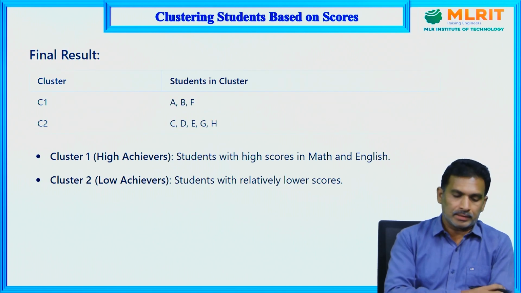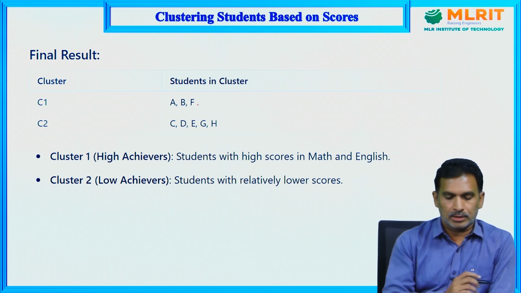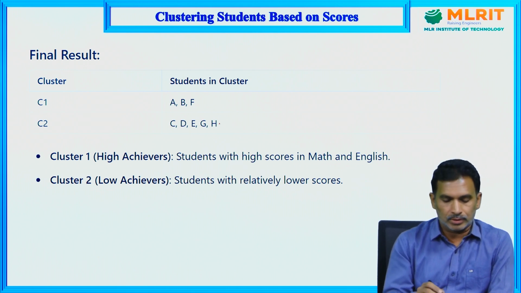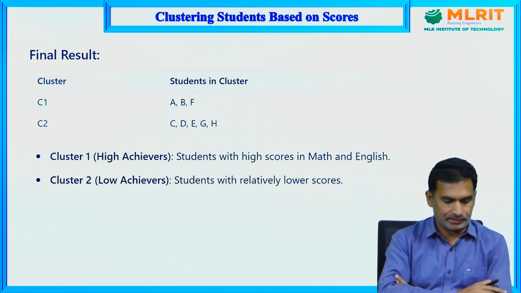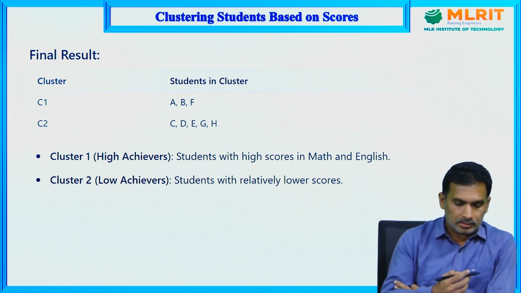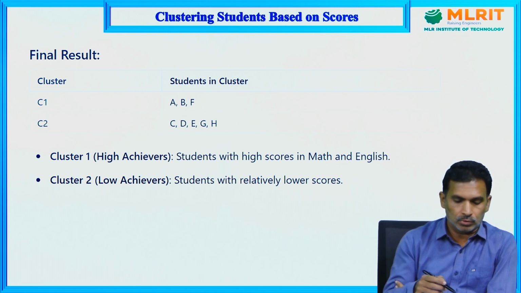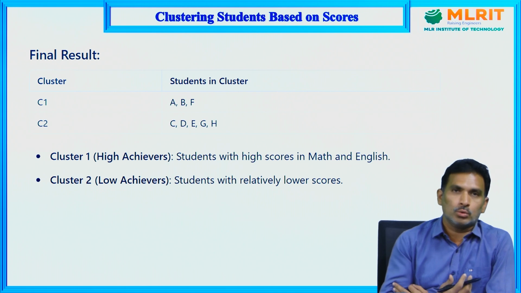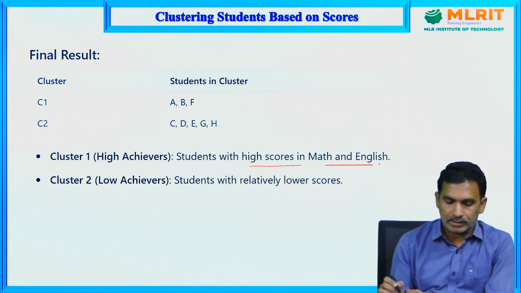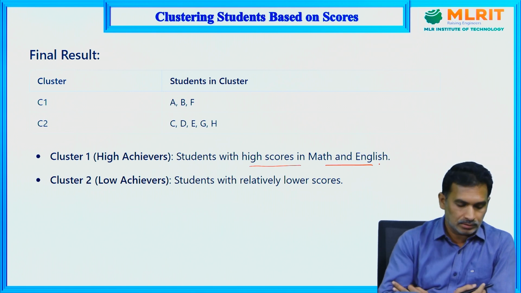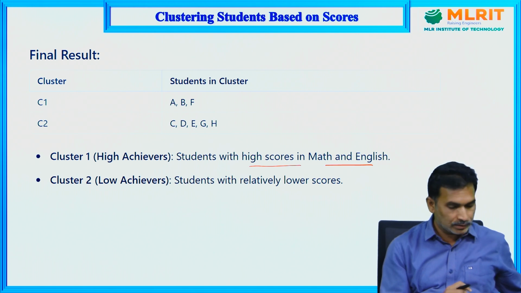So the final results would be like here C1, C2. The first cluster belongs to A, B and F, and in the second cluster, the following students C, D, E, G, H belong to the second cluster. We can interpret these results like cluster 1 as high achievers, because if you go back to their scores, we would find that the students with the highest scores in math and English belong to cluster 1, whereas the low achievers, the students with relatively low scores, belong to the second cluster.